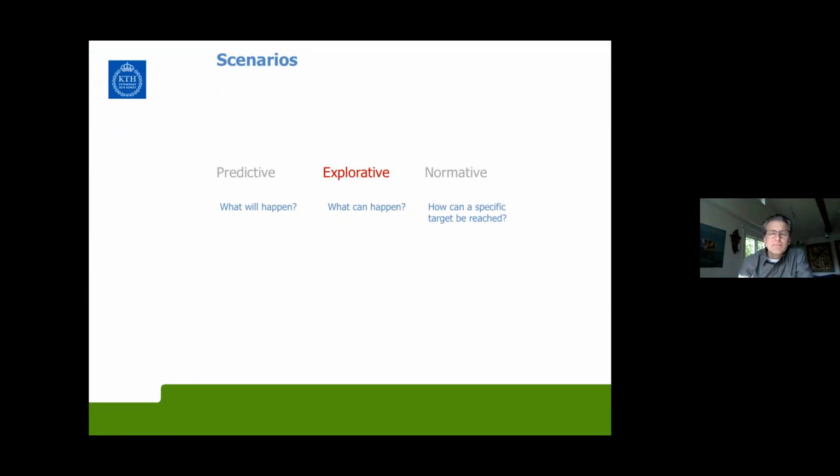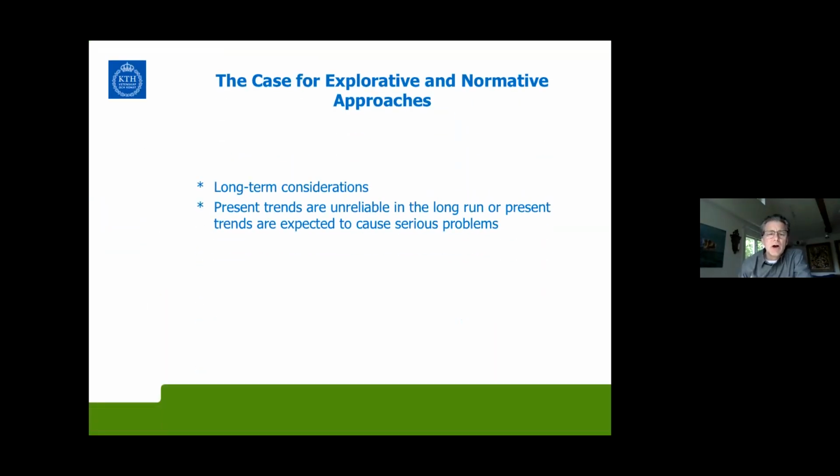The explorative part here, we call them external and strategic scenarios, the types of explorative scenarios. And both explorative and normative scenarios are useful when there are long-term considerations. So those explorative and normative scenarios are typically, but not always, more longer term than the predictive ones. And they are usually used when present trends are unreliable in the long run, or when they are expected to cause serious problems, so that you know that you want to change away from somewhere.